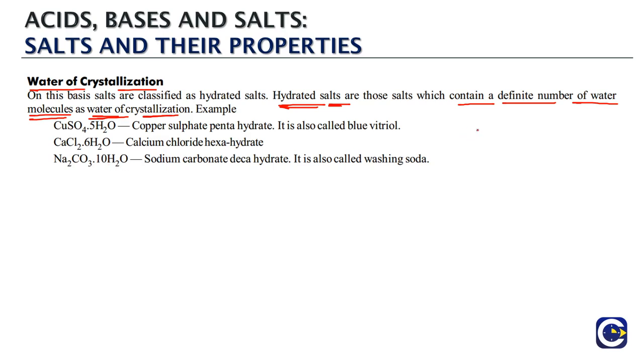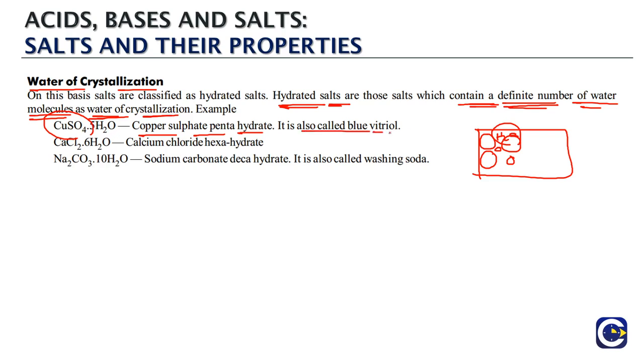So when the salt crystal is being formed, inside the crystal, in the gaps, we will have water molecules embedded, and this is going to be a definite number. Like if you look at copper sulfate pentahydrate, it means for every 1 unit of copper sulfate we have 5 water molecules. That is the ratio in which they will be present. And by the way, this will be called blue vitriol. And FeSO4 will have 7 water molecules, FeSO4.7H2O. It will be green in color, and it will be called green vitriol.